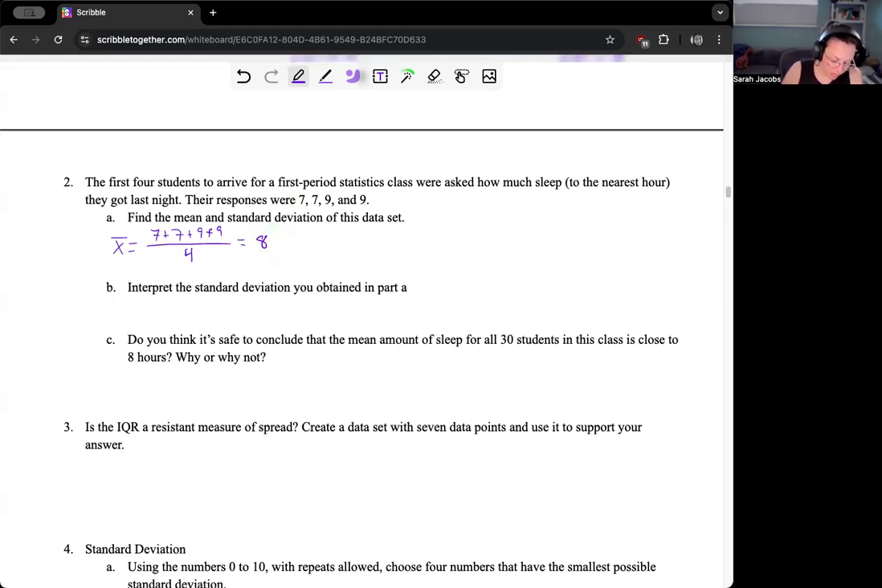And I'm just going to do 7, 7, 9, 9. This is a really small data set. List 1 is just going to be 7, 7, 9, 9. And then I do the calculate one variable statistics using list 1. No frequency list because I didn't use a frequency list here. I could have done this to get my mean as well. My standard deviation, and since it's a sample, I'm going to use the S. My standard deviation is 1.155.